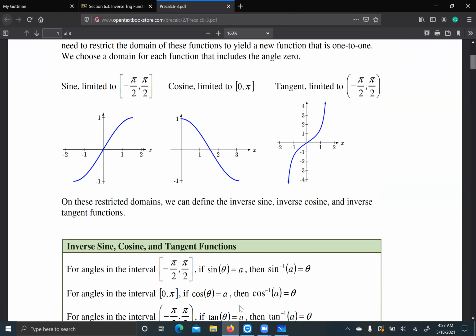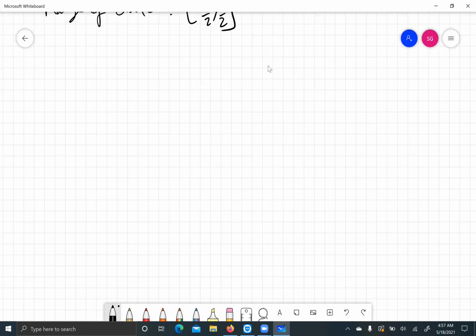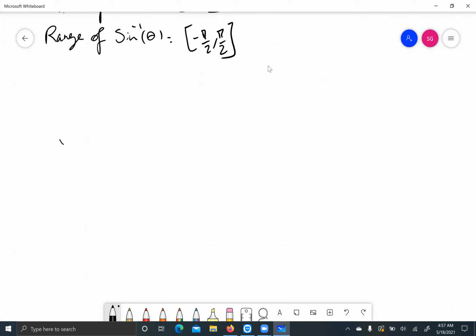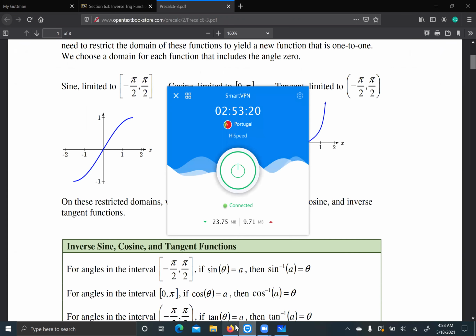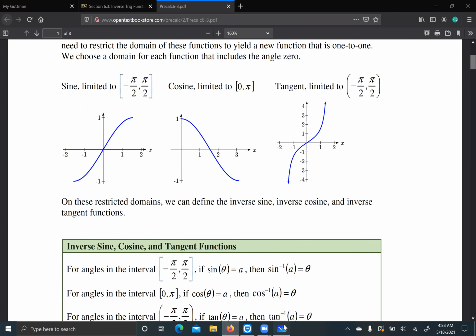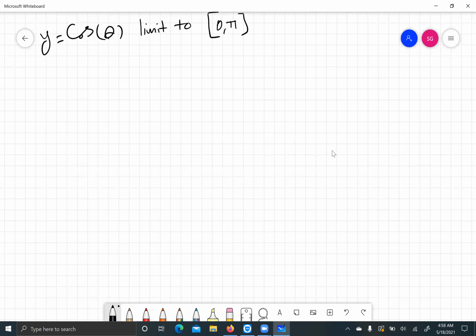Similarly, you can derive the inverse for cosine. For cosine also, we limit the cosine to the interval, I think they limit it to 0 and pi, yes. So look at the graph of cosine between 0 and pi.